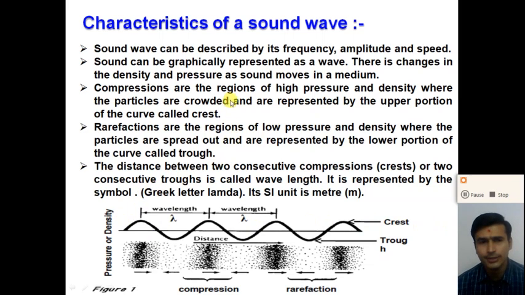And the second one is the rarefaction. Rarefactions are the regions of low pressure and low density where the particles are spread out, far from each other, and are represented by the lower portion of the curve that is called the trough, right? So this one is the rarefaction region. The rarefaction region is represented by the lower portion, and this lower portion is called the trough, right?